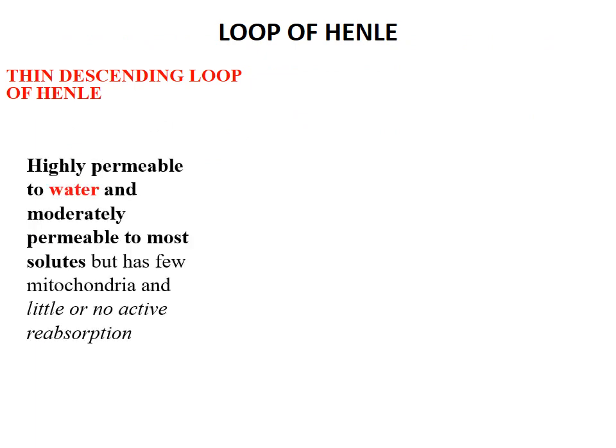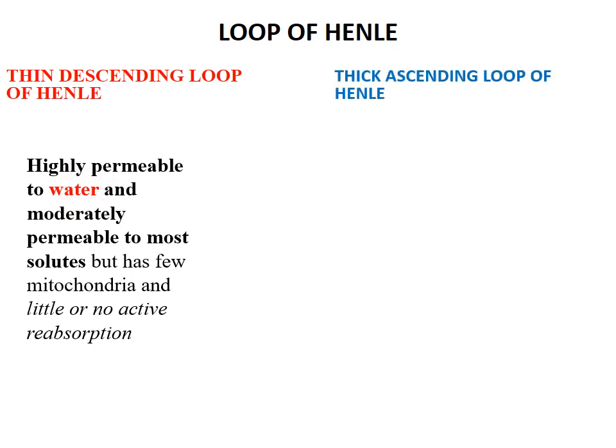The thin descending loop of Henle. Here the permeability is different between the ascending limb and the descending limb of the loop of Henle. Please note that the thin descending limb of loop of Henle, that means the one which is going down, is highly permeable to water and moderately permeable to most of the solutes, but has few mitochondria and little or no active reabsorption. That means it is highly permeable to water but not to the solutes.